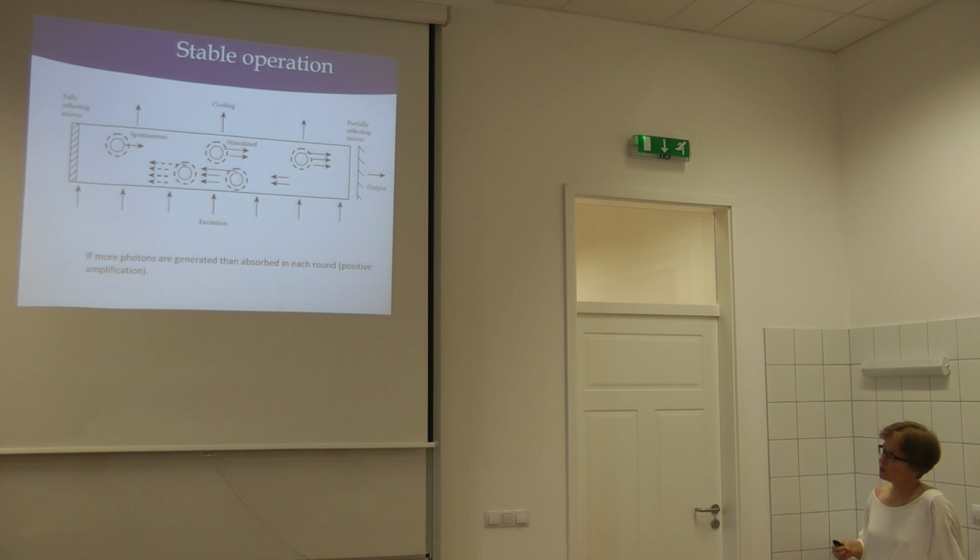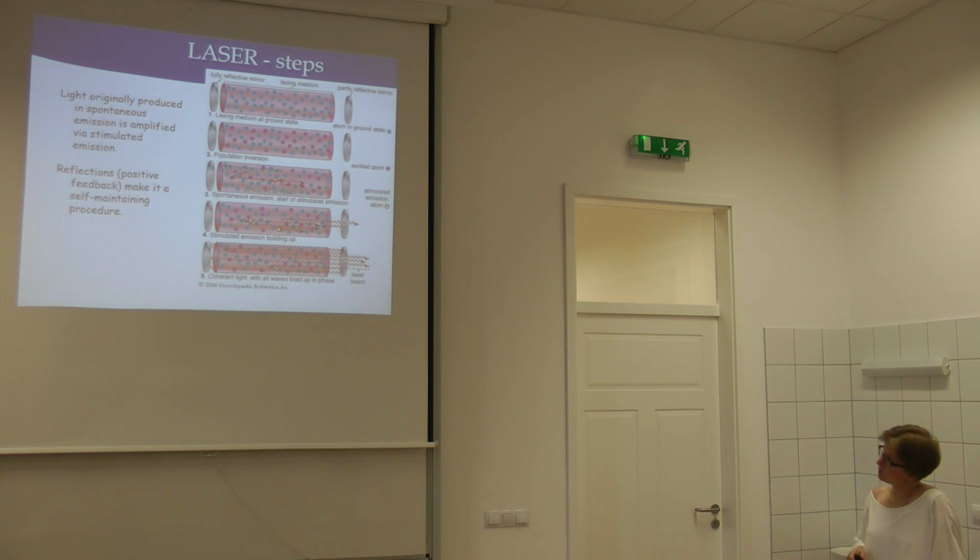The three processes, spontaneous emission, stimulated emission, and absorption, all happen continuously, and there is a balance between these three that we want to achieve. We want as much as possible of the stimulated photons and not the spontaneous ones, and we want as little as possible from the absorption processes.